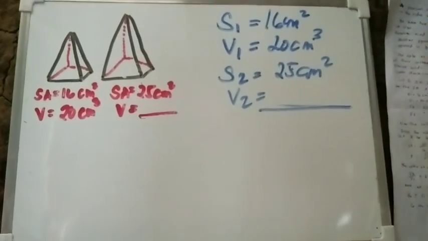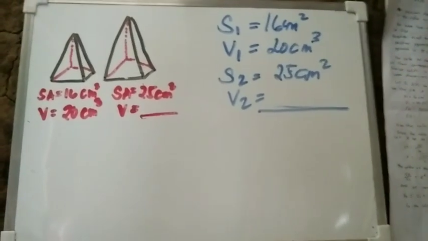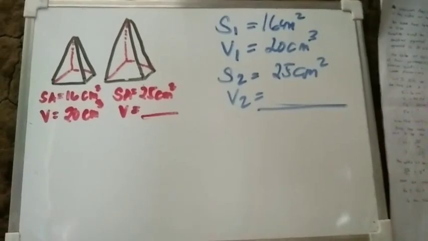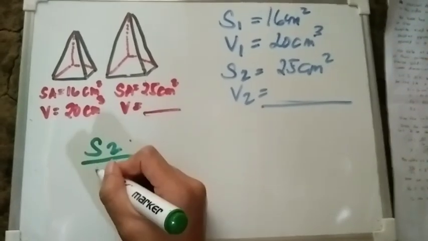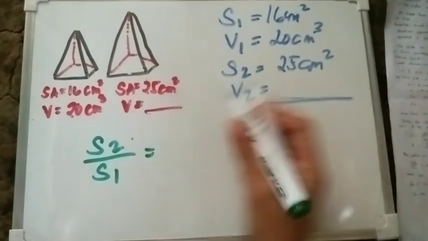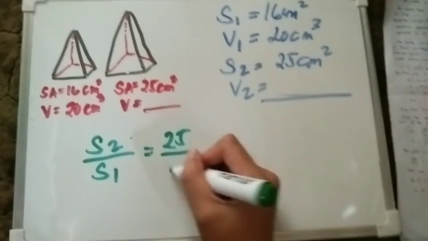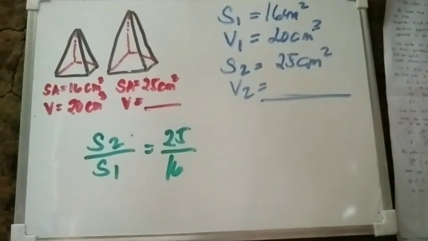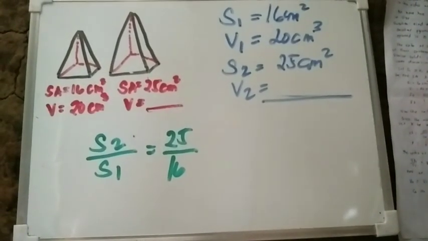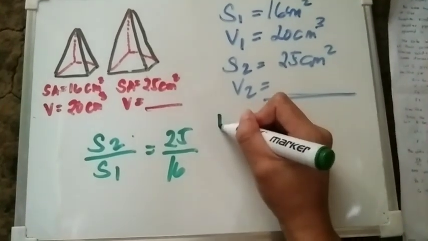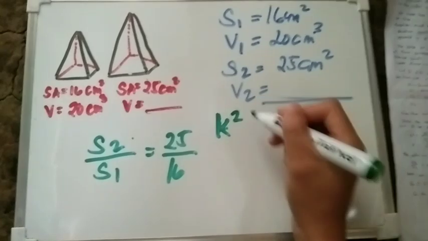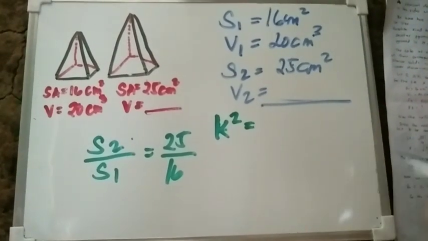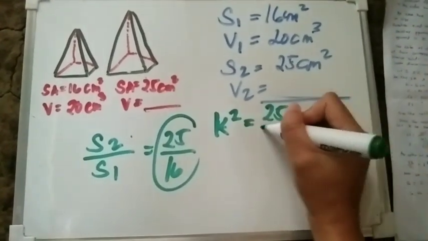Now the ratio of the surface areas is equal to the square of the ratio, so we have surface area 2 over surface area 1 is equal to 25 over 16. Since the ratio of the surface areas is the square of the ratio of the linear dimensions, we will let k be the ratio of the linear dimension. So k squared is equal to 25 over 16.